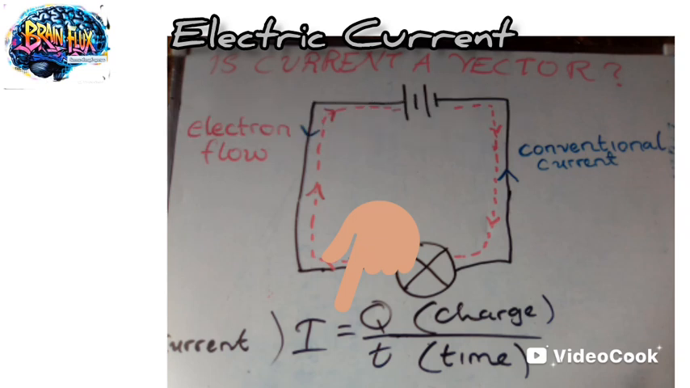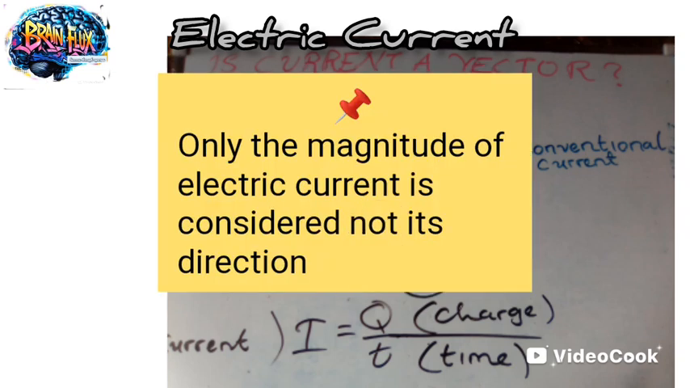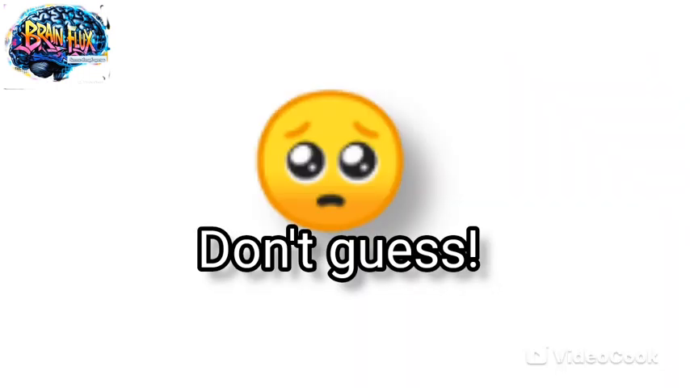And this is because current is defined as the rate of flow of charge. So we're only interested in the magnitude of electric current and not the direction in which it's flowing. So please don't guess, just know them.